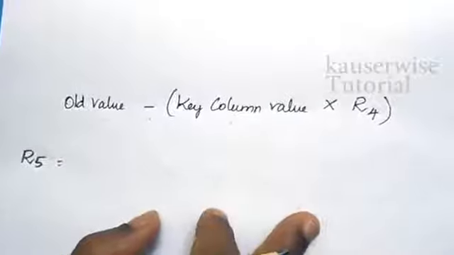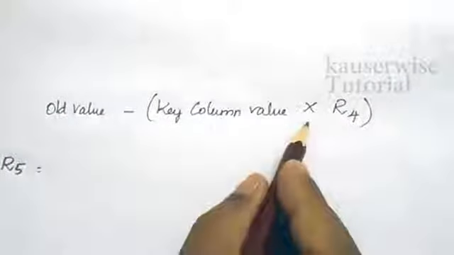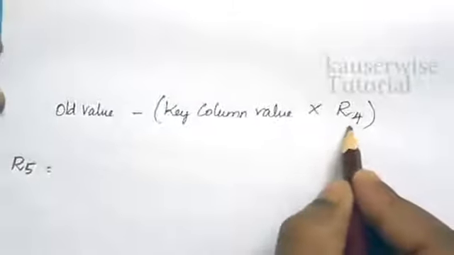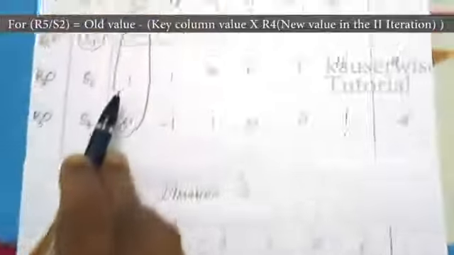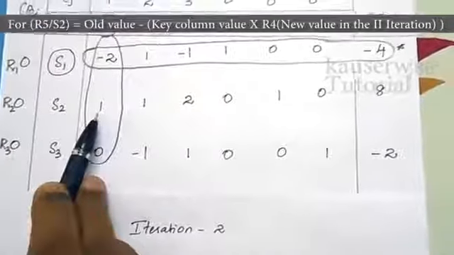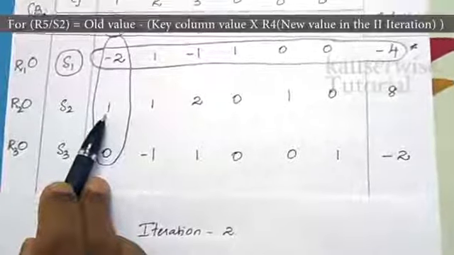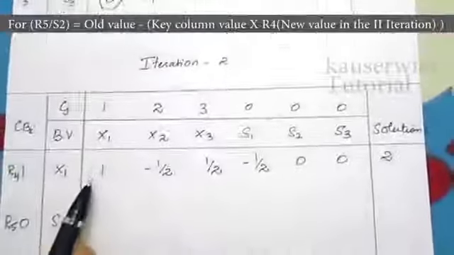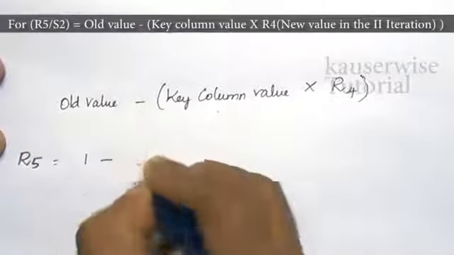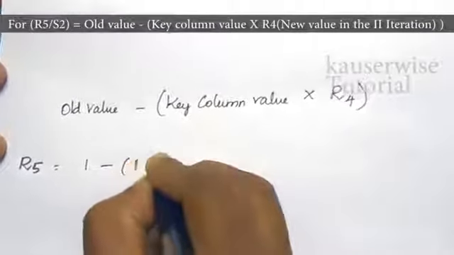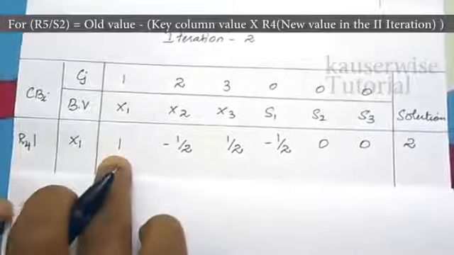Now we need to find the new value for row 5. For that, the new value in the second iteration is the old value minus key column value into row 4 value. For S2, the first old value is 1, minus key column value, also 1, into the new value, that is the row 4 value, which is 1. Old value is 1 minus key column value 1 into row 4 value 1, so the new value is 1.